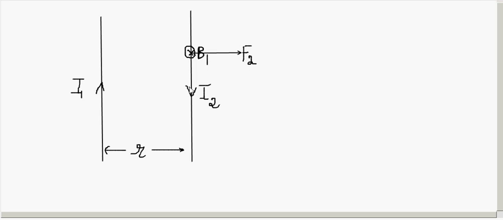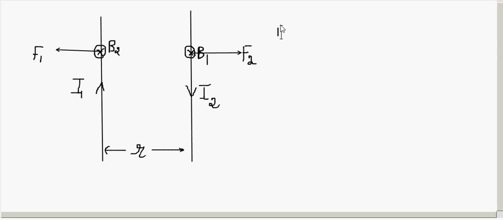Now similarly, due to current I2, there is a field produced, and the direction of that field is again inward. This is B2, again inward. And if you see the direction of force, it will be going away from the second wire. This is F1. So if the directions of electric current flowing in two parallel straight conductors are opposite to each other, then they repel each other.